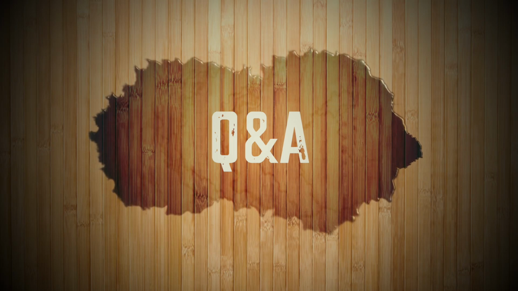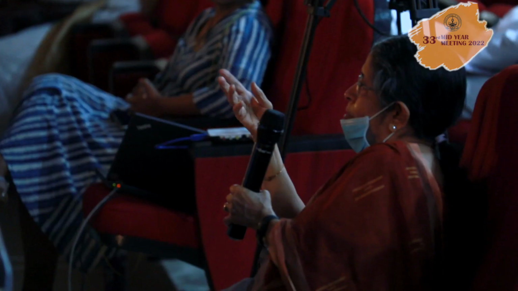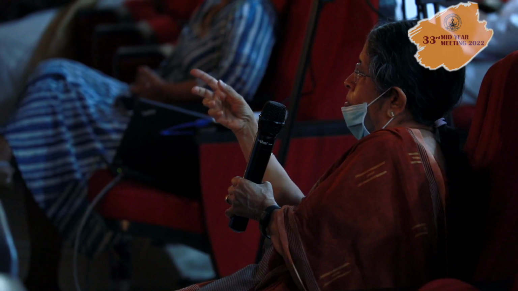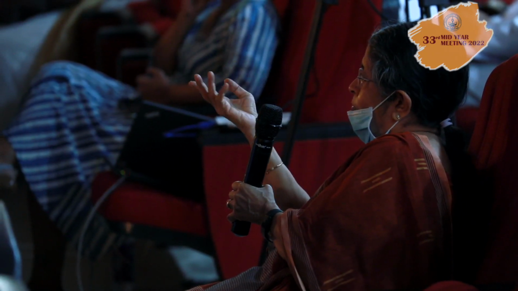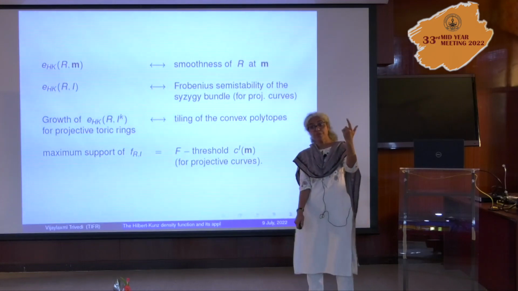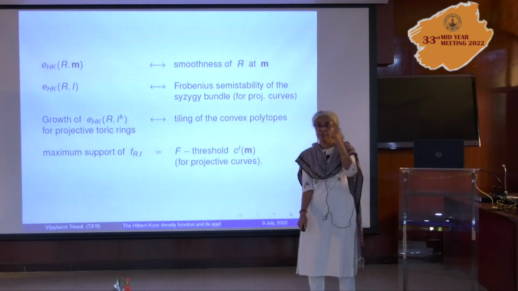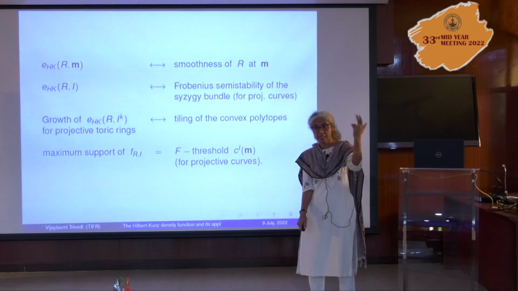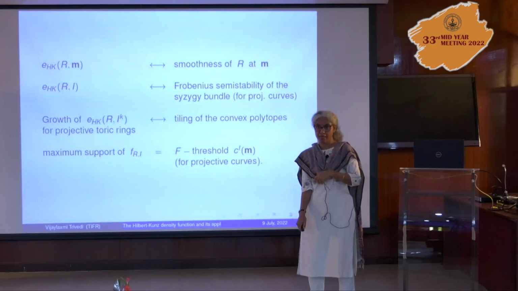I have a very generic question actually, because what you talked of, E naught or EHK, these are invariants which were proposed, from what I can see, by Hilbert or Hilbert and Kunz. Is that correct? No, it's not proposed by Hilbert. Hilbert was the first one to look at the length function. So that is Hilbert-Samuel multiplicity. So it's an analog of that.